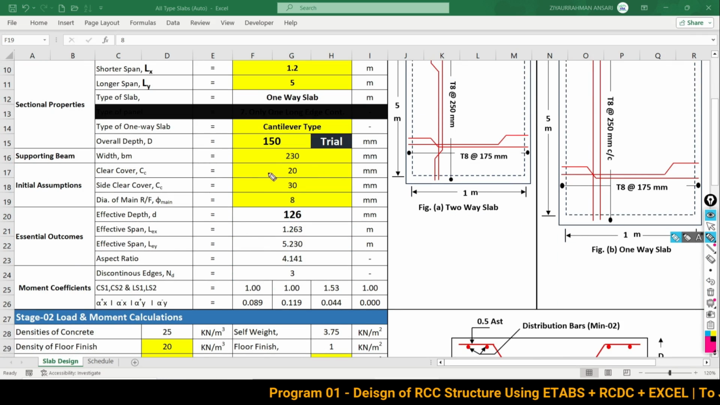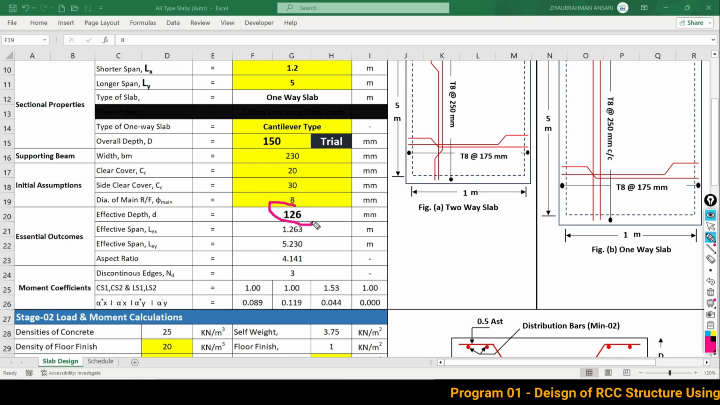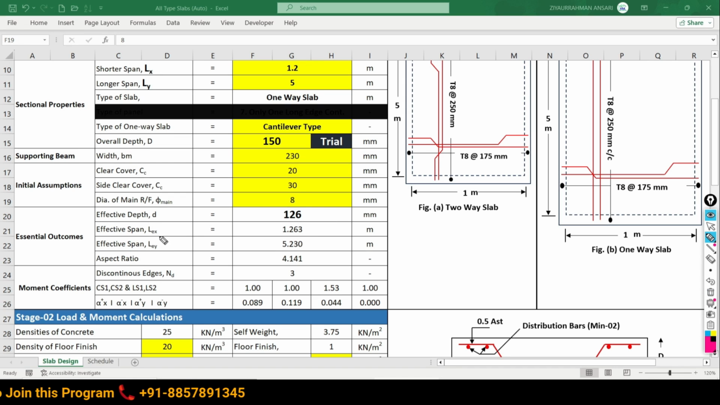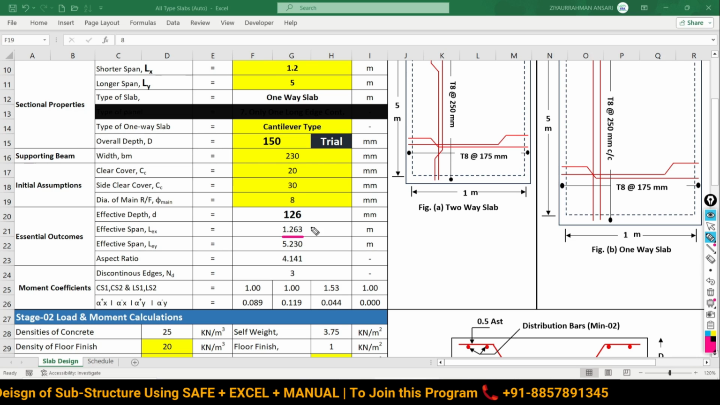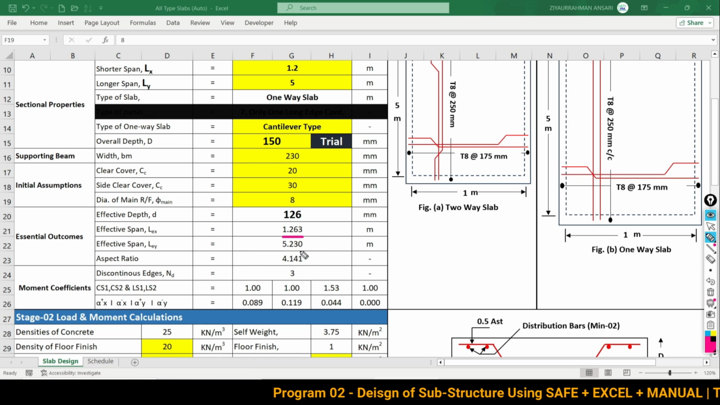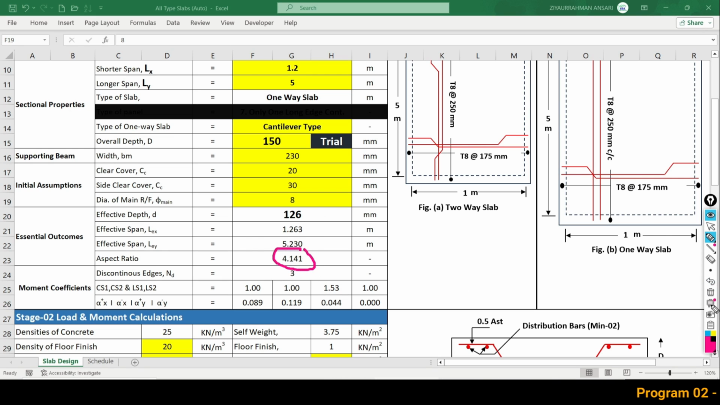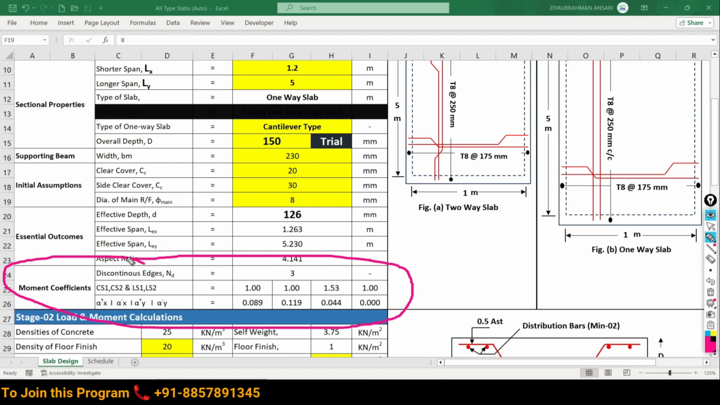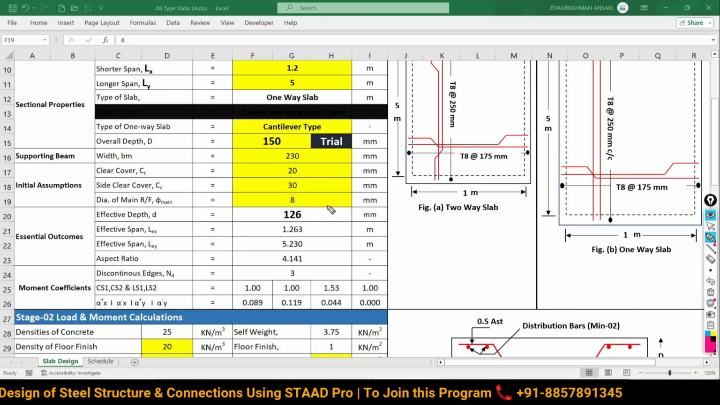If you are able to recall, the effective depth was 126. The sheet is also calculating the effective depth as 126. Again, if you are able to recall, the effective span along the shorter direction was 1.263. That is actually what the sheet is also calculating. Effective span along the longer span, that is not needed, but the sheet has done 5.23. Now here the aspect ratio is more than 2. It is a one way type of slab. Now these all parts are required for the two-way type of slab. So you don't need to worry about this. Let it be present as it is.